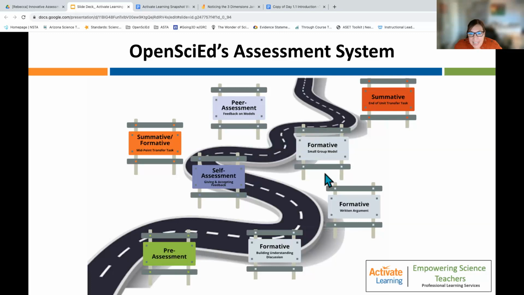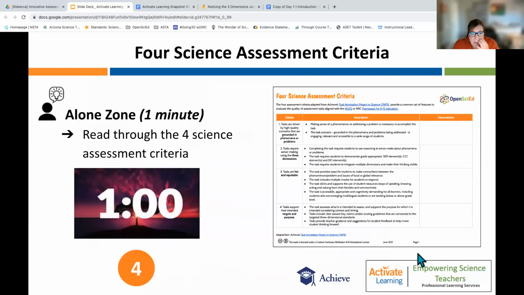And then finally, there are these summative assessments called transfer tasks. So we have a midpoint transfer task and then an end of unit transfer task. They're unique, and both can serve as summative assessments. And this one can also serve a formative role, right, to inform what happens going forward. So let's keep going.